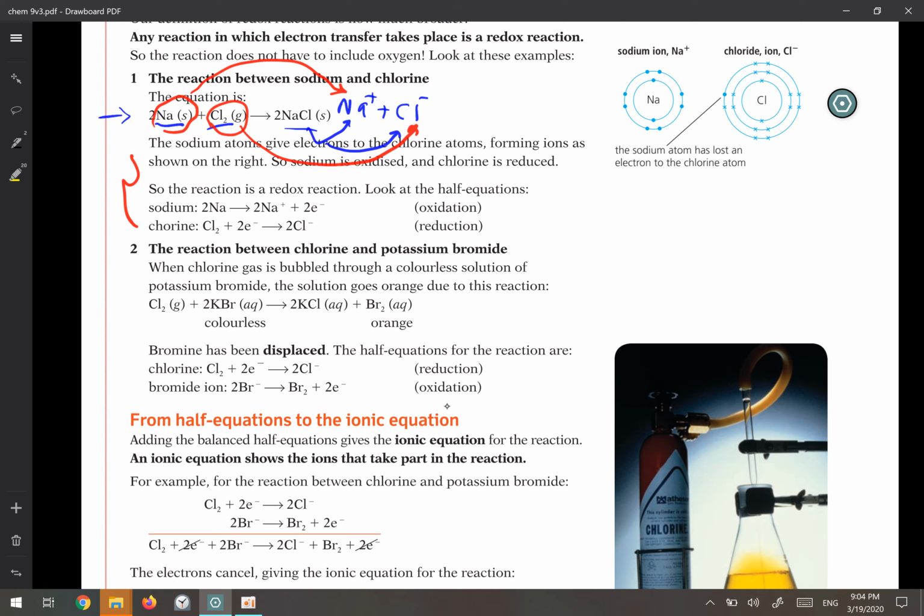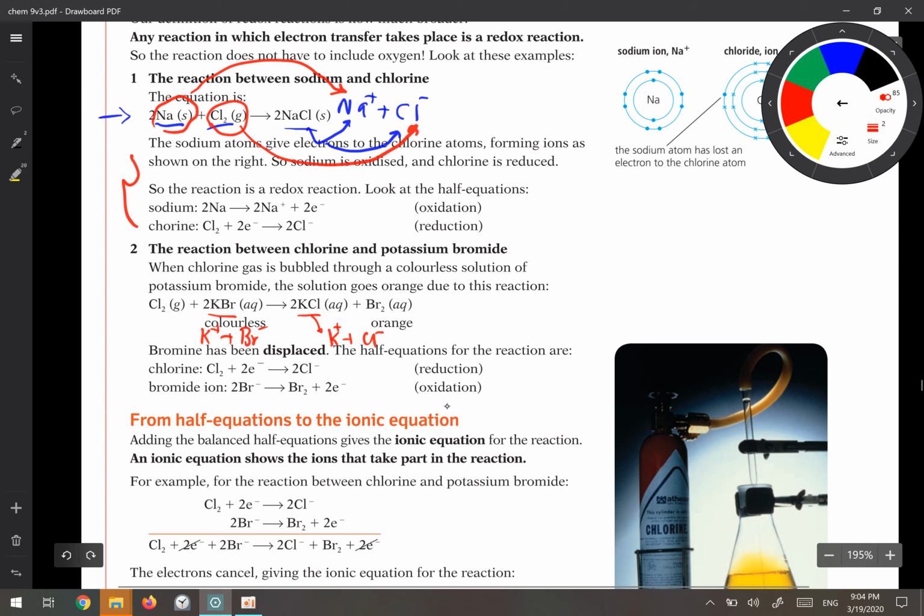Here, Cl2 reacts with 2KBr and becomes 2KCl plus Br2. Again, how can we say which one is reduced and which one is oxidized? There are two ionic compounds here, KBr and KCl, composed of cations and anions. What is the cation here? K+. What is the anion here? Bromide, Br-. What about this one? What is the cation? Same thing, K+. What is the anion? Cl-.